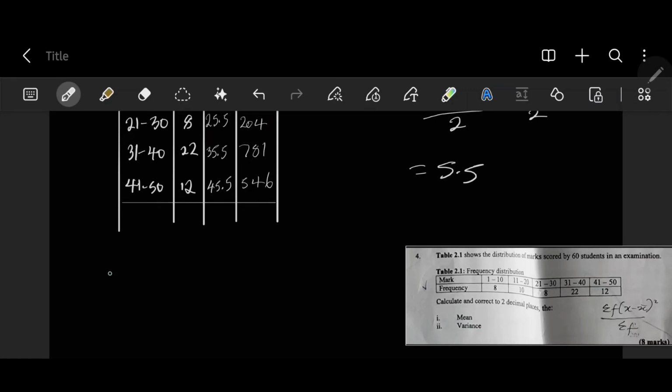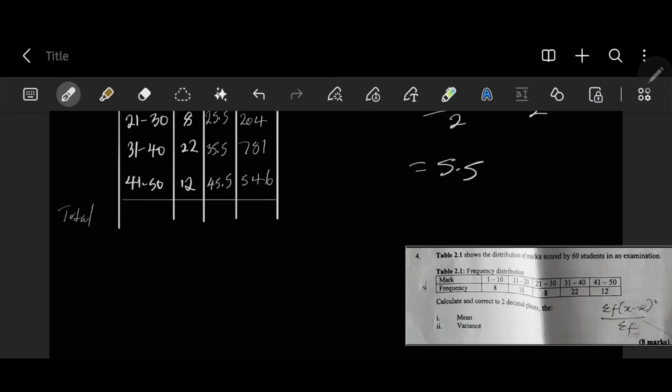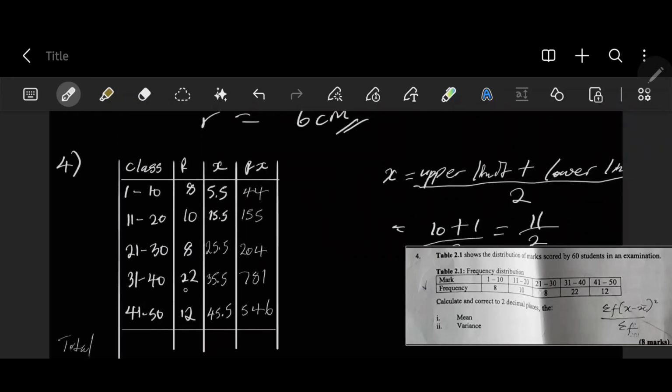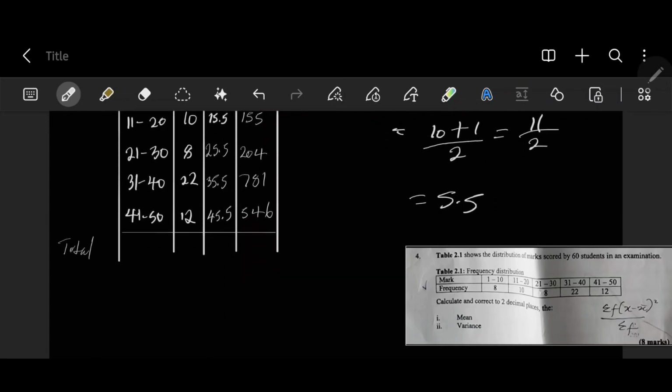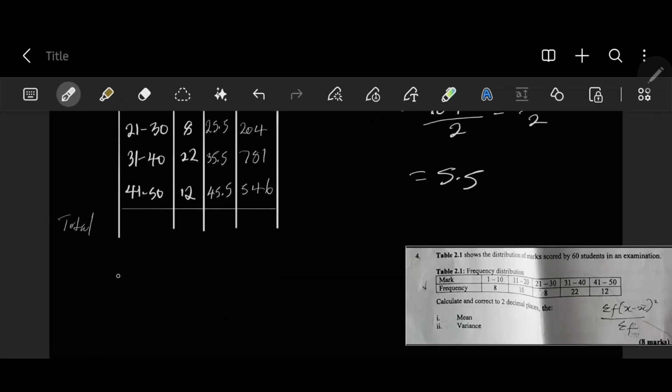Now, to get the mean, we just need 2 totals: the total for frequency and the total for fx. The total for frequency is going to give us 60, because we know we have 60 students in total. The frequency represents the number of students. Why are we looking for the total of these two? Because we know that the mean is gotten from the summation of fx over the summation of f, which is the frequency. So we need the summation of fx and the summation of f.